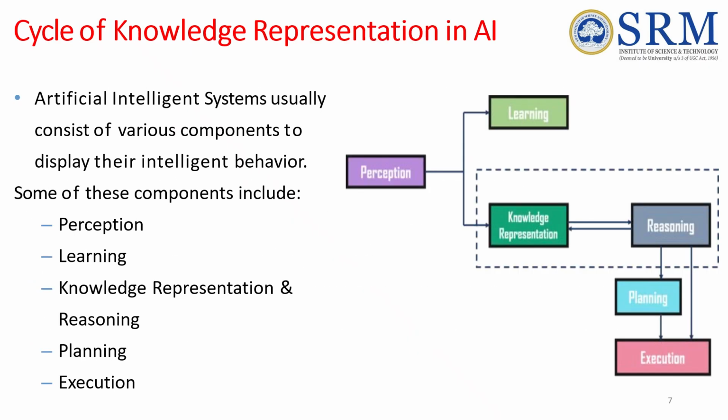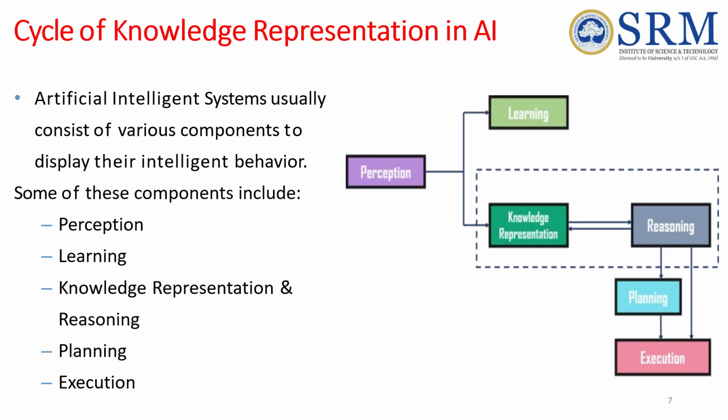So next we will look at the cycle of knowledge representation. In that cycle of knowledge representation, there are different types of blocks. Starting from the perception, next is learning, knowledge representation, reasoning, planning and execution.